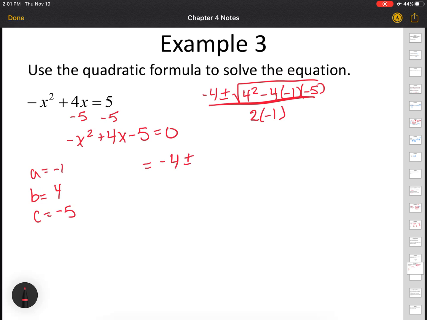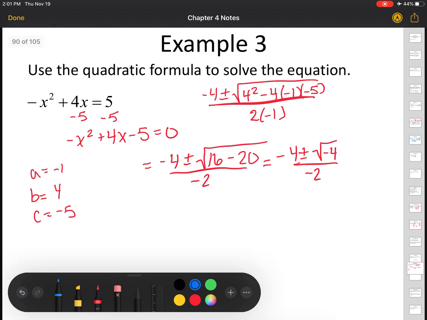So negative 4 plus or minus, simplifying 4 squared, which is 16, then negative 4 times negative 1 times negative 5. Well, that's negative 20, right? All over negative 2. And if I simplify that, well, negative 4 plus or minus 16 minus 20 is negative 4, all over negative 2. And now I got to think, well, can that simplify?